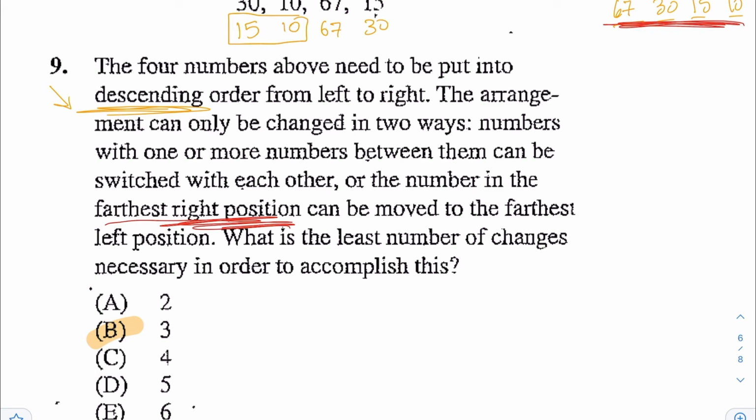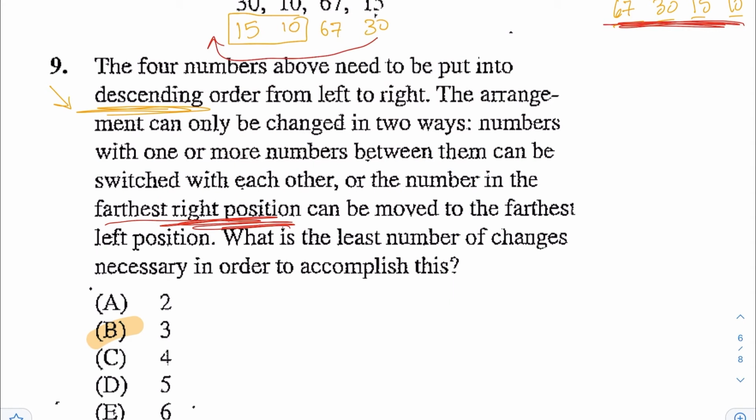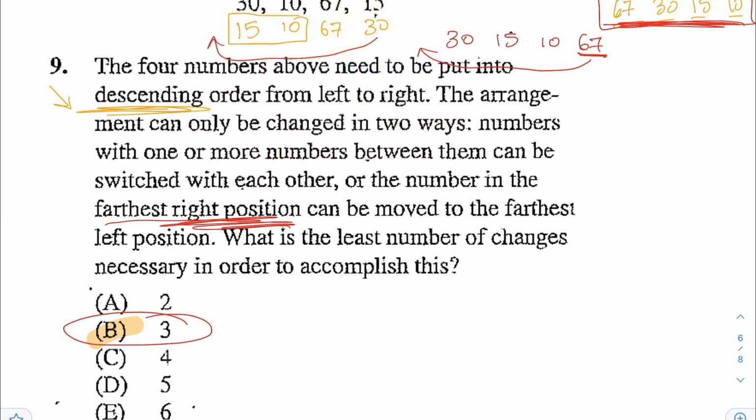And then we can actually move the last number to the first position 2 times. So then 30 will move to the front, and that'll be 30, 15, 10, and then 67. And then we use the second rule again to move 67 to the front, and that'll give you 67, 30, 15, and then 10. So it took 3 swaps, which is choice B. So again, for number 9, you just guess and check and follow these 2 rules.